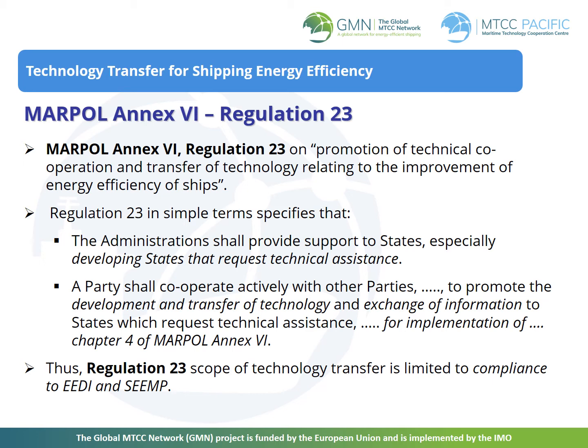1. Administration shall, in cooperation with the organization and other international bodies, promote and provide, as appropriate, support directly or through the organization to states, especially developing states, that request technical assistance. 2. The administration of a party shall cooperate actively with other parties, subject to national laws, regulations, and policies, to promote the development and transfer of technology and exchange of information to states which request technical assistance. This is particularly in relation to developing states in respect to the implementations of measures to fulfill the requirements of Chapter 4 of this Annex, in particular Regulations 19.4 to 19.6.